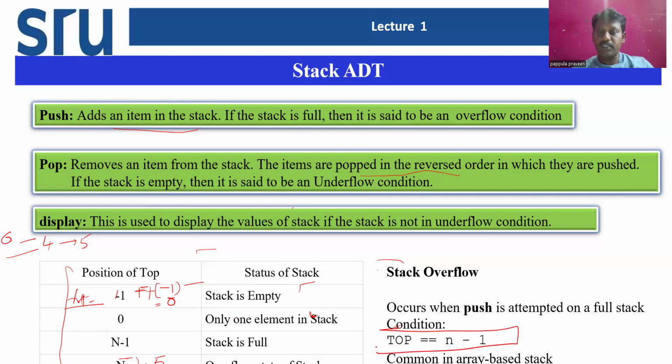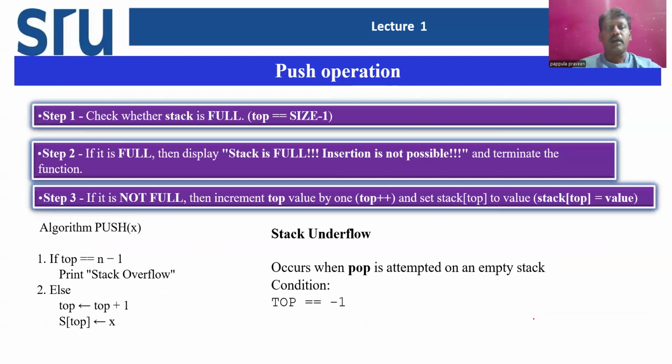Top equal to n minus 1, there is no possibility to insert a new element. So this is about the basic concept in our stack. Now the step 1. What is the step 1?